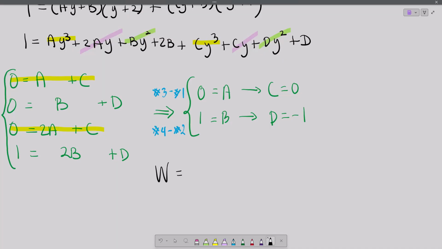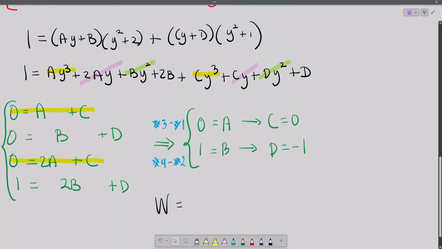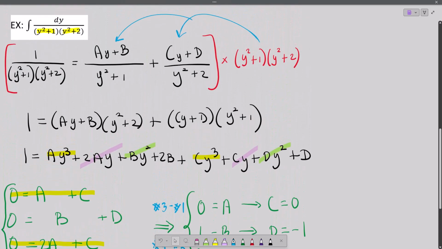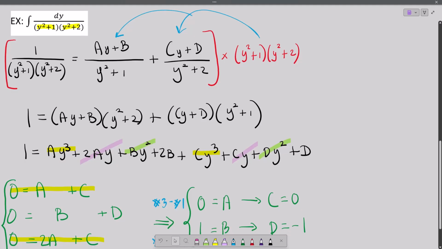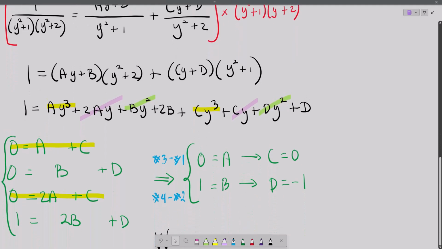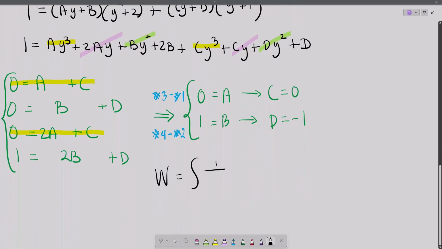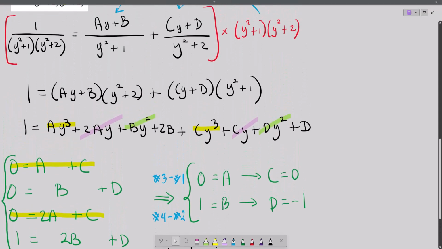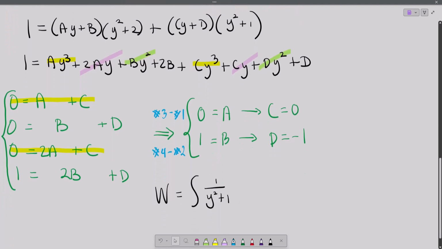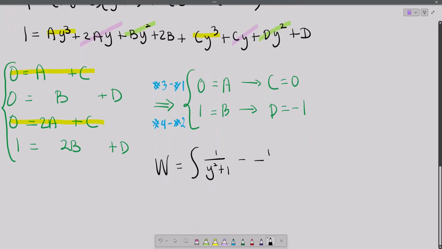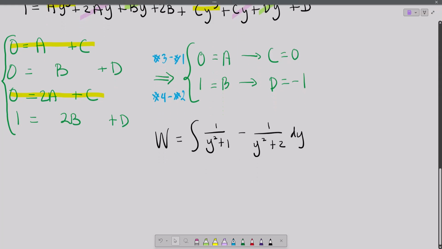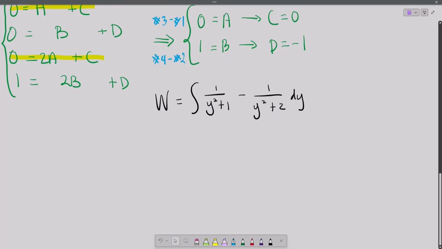So our new integral will be, let's see, what are the zeros? So we have ay plus b. So a is 0, so we end up with b. So 1 over y squared plus 1. Oh, maybe it's going to be easy. And then d is negative 1, c is 0, so negative 1 over y squared plus 2 dy. So we'll just leave it there.